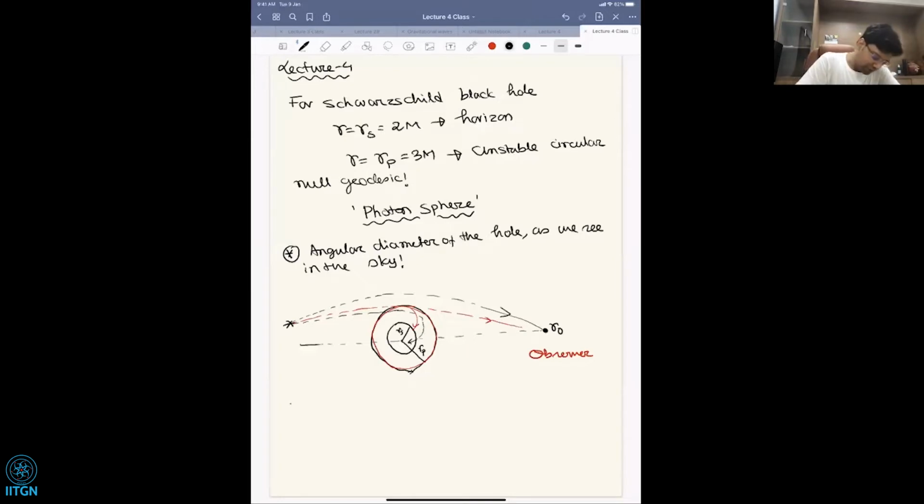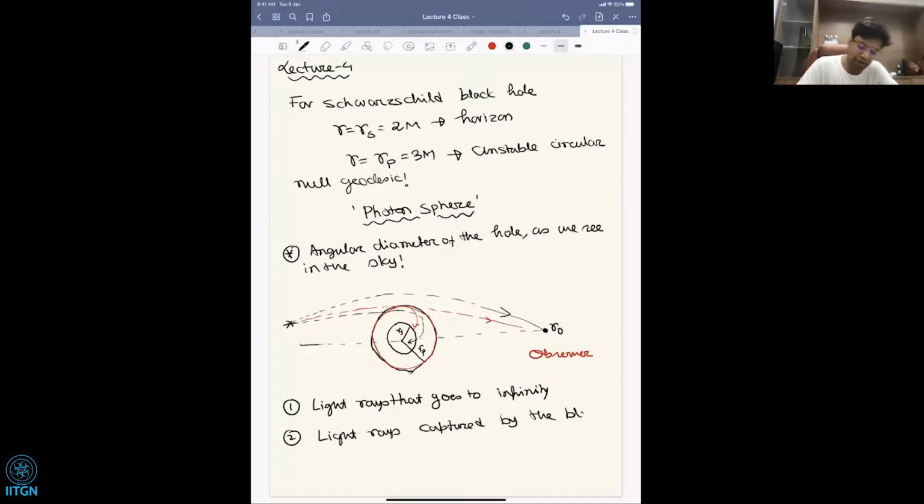So there are three possible light rays. One is the light ray that goes to infinity. Okay, very good. Then there is another light ray possible, second: light rays captured by the black hole.